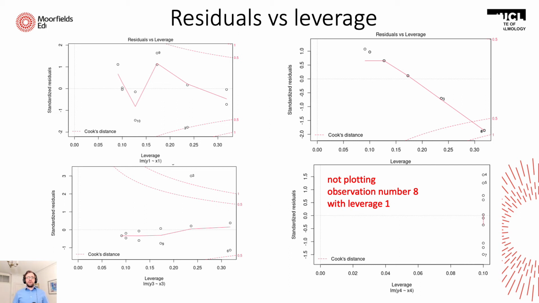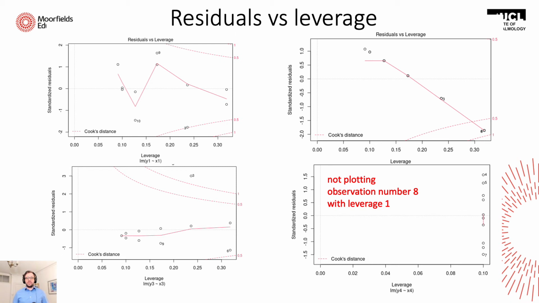So the way to read this is if you see something in the top right or inside the red dashed line or the bottom left, then that will have a high distance, a high leverage, which is measured as Cook's distance.